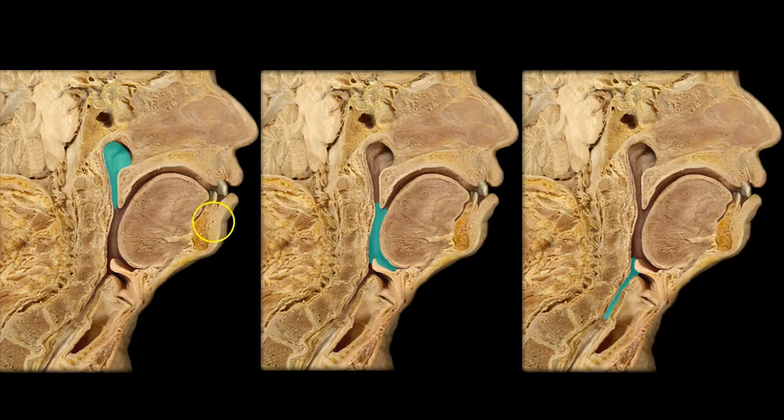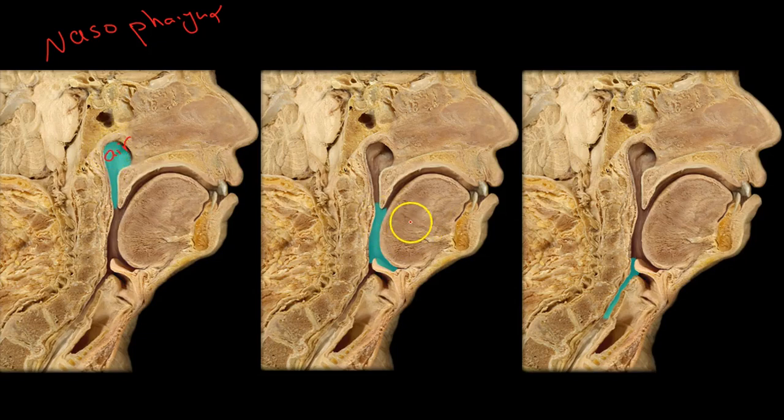Okay, so in this picture you can find the three parts of the pharynx. This highlighted part is the nasopharynx, which is going to be found behind the nasal cavity, and it is part of the respiratory system only. Air only is going to be found in the nasopharynx.